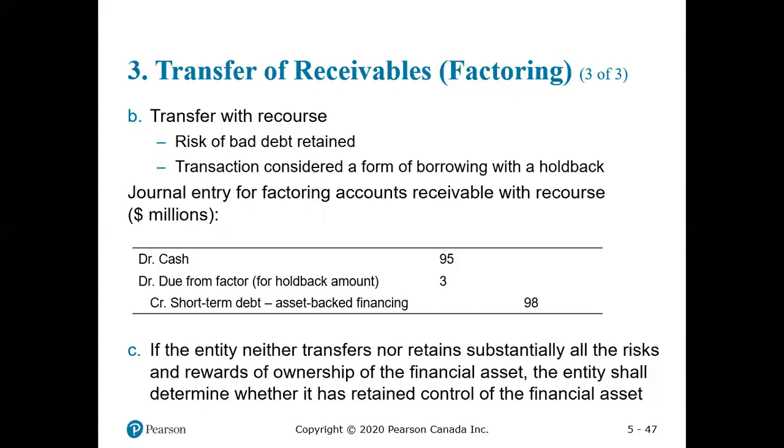So why would Company A want to factor receivables with recourse? Maybe they don't have the resources to be following up on the accounts receivable, or they think that Company B is more likely to be able to collect the receivables because they have more experience doing it or something. If the entity neither transfers nor retains substantially all the risks and rewards of ownership of the financial asset, then the entity shall determine whether it has retained control of the financial asset or not.